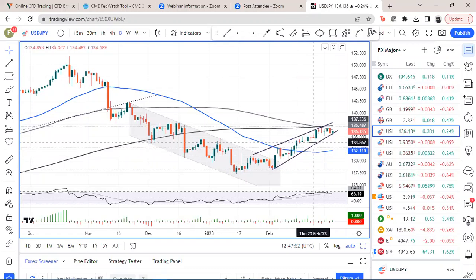All depends on the Bank of Japan, and also the non-farm payroll, because that will shift 10-year treasuries, which have a major correlation to dollar yen.